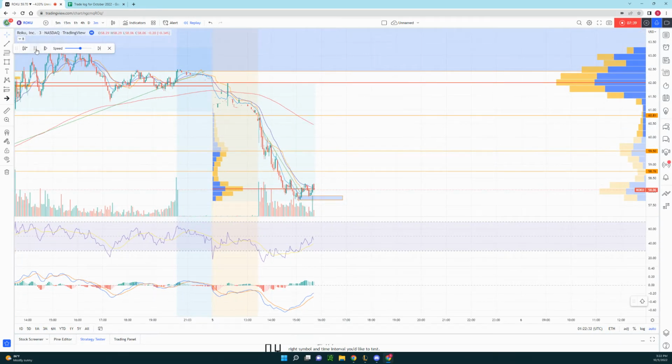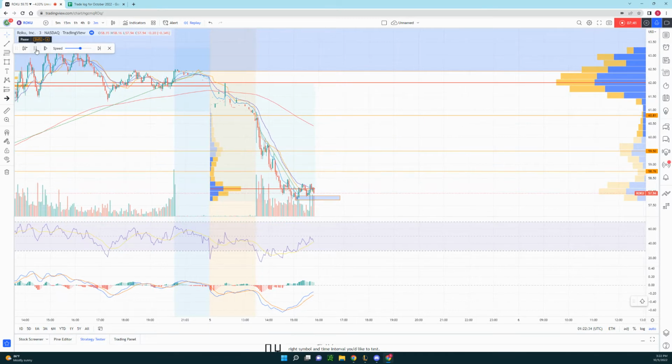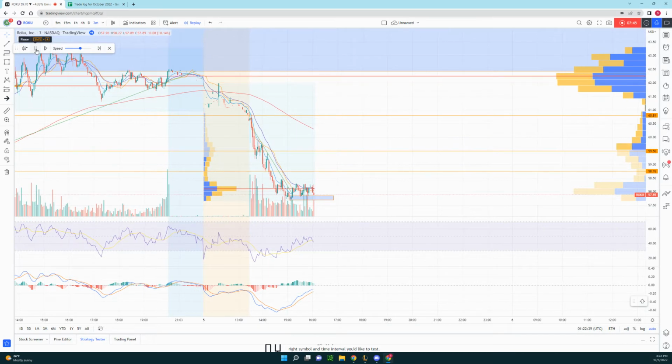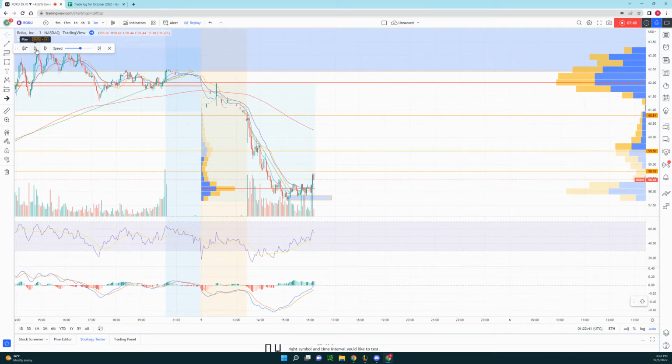Now keep playing these out. And we pretty much consolidate for quite some time here. Let me go back a little bit. There you go. All right, so pause it real quick. We consolidated for a couple minutes and then boom, a huge break here.